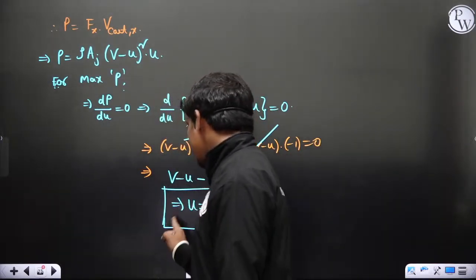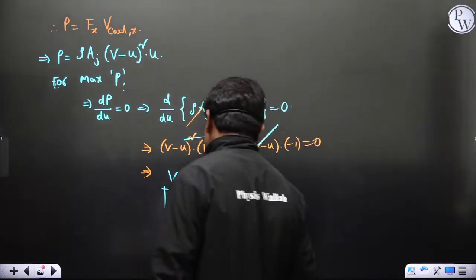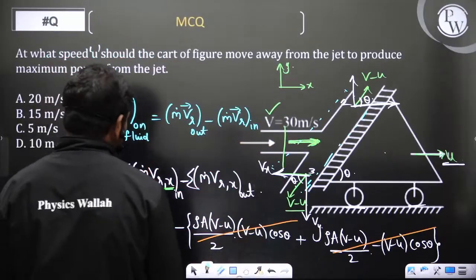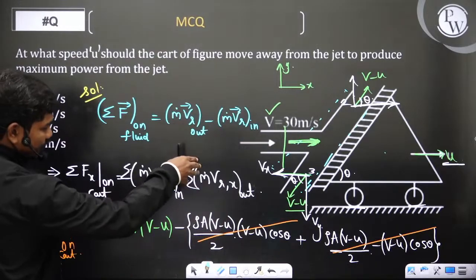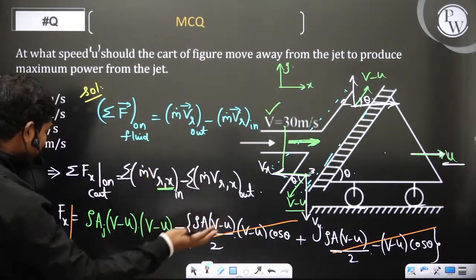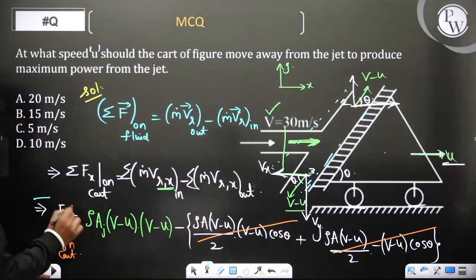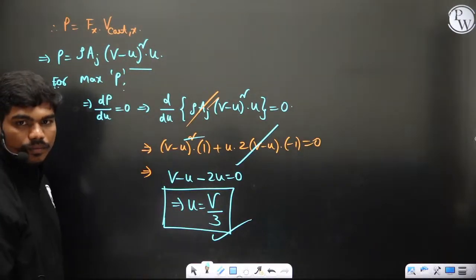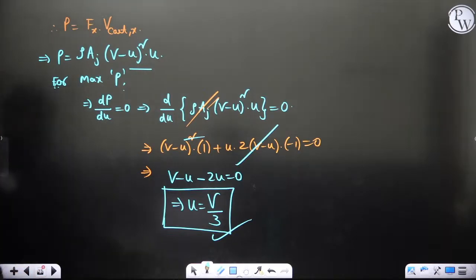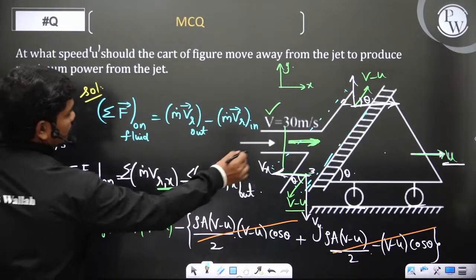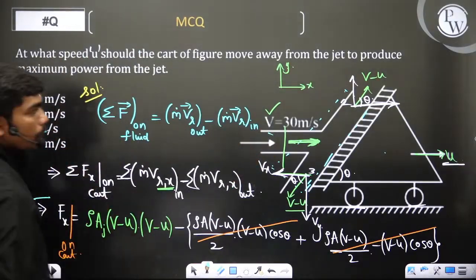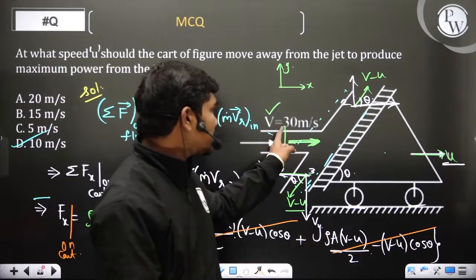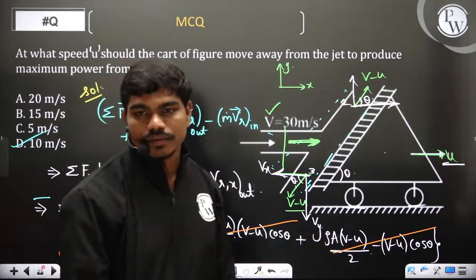So u is equal to v by 3. You see, it's very simple. Writing these equations is all for your understanding. If I know these expressions, the first thing I'll write is this equation, then the second equation is this. That's it. So u should be v by 3. If the jet velocity is given as 30, then 30 by 3 is 10. Clear?